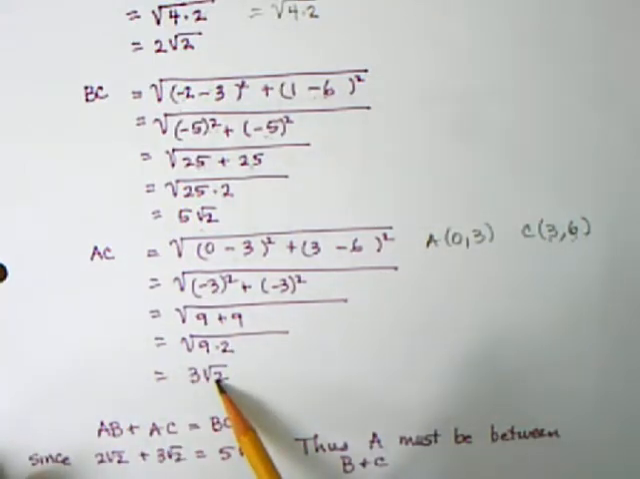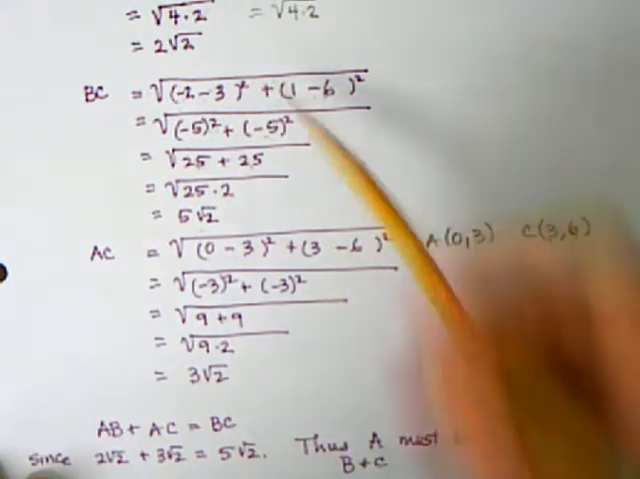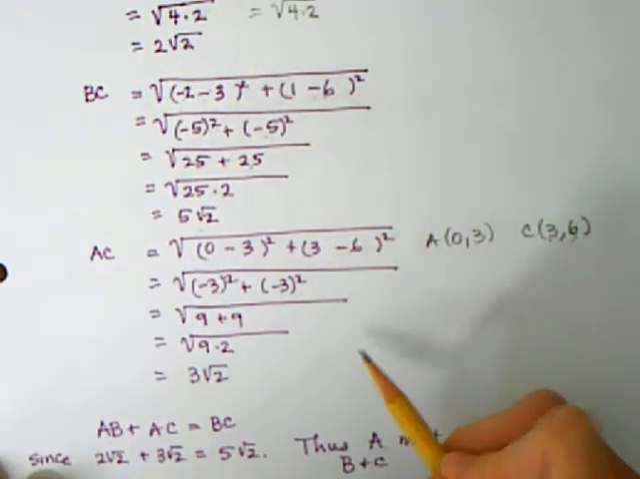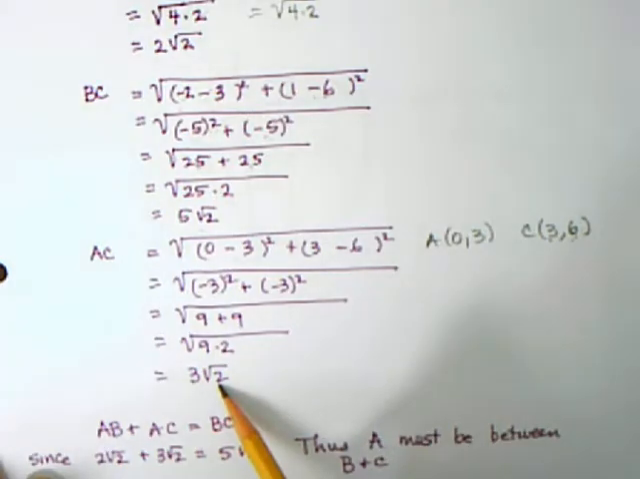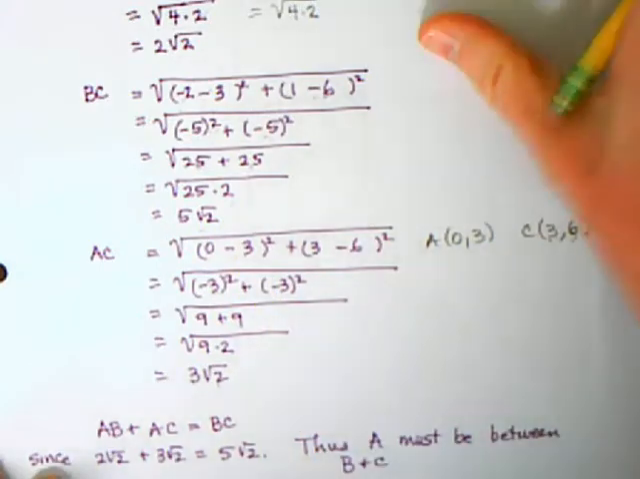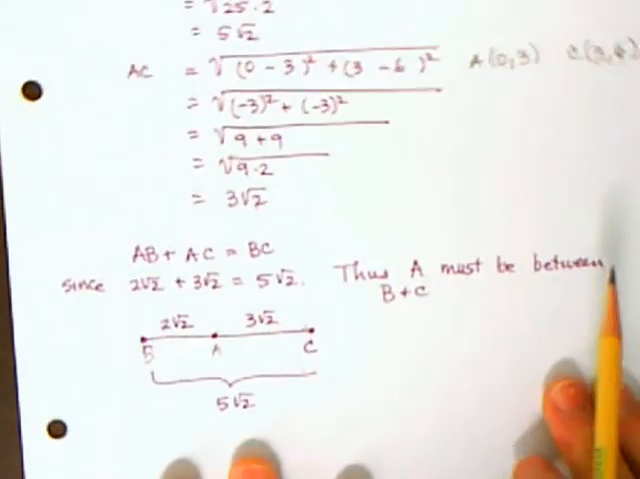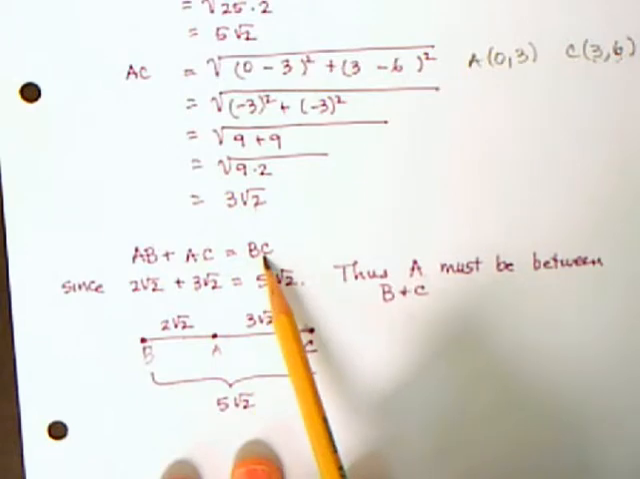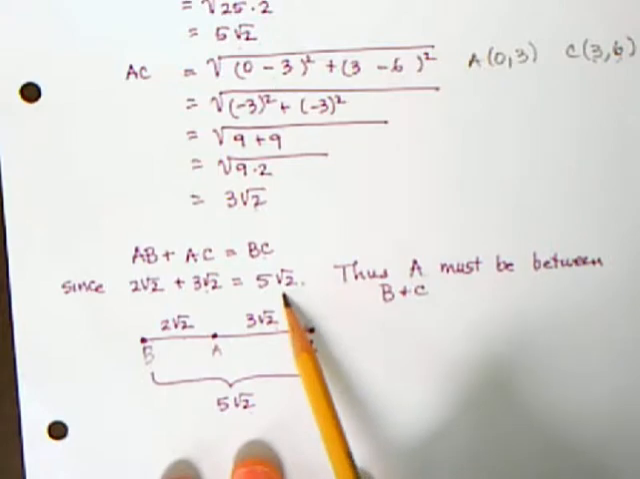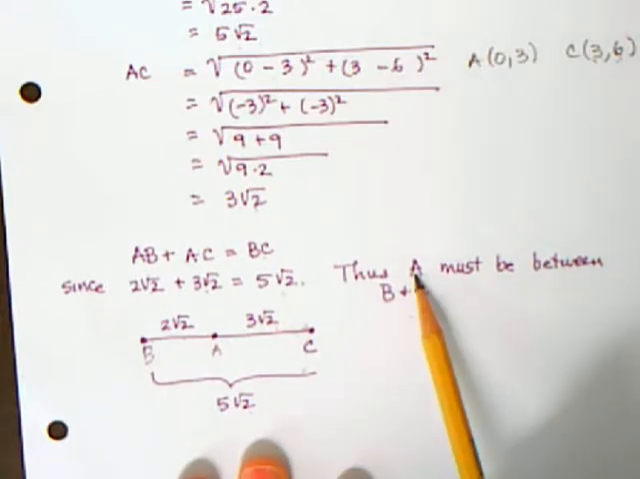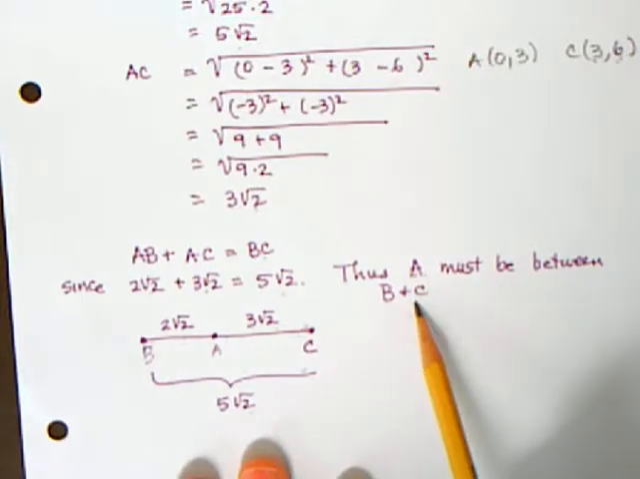So now I have these three values. I have 2 radical 2, that's the distance between A and B. I've got 3 radical 2, that's the distance between A and C. And I notice that 2 radical 2 plus 3 radical 2 equals 5 radical 2. So I say to myself, oh, that means that AB plus AC equals BC, i.e. 2 radical 2 plus 3 radical 2 equals 5 radical 2. Therefore, A, B, and C must be collinear, and A must be between points B and C. So here's the picture.